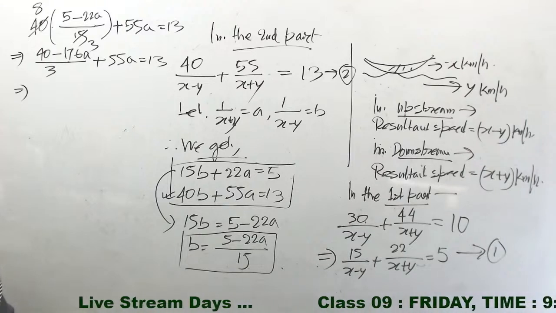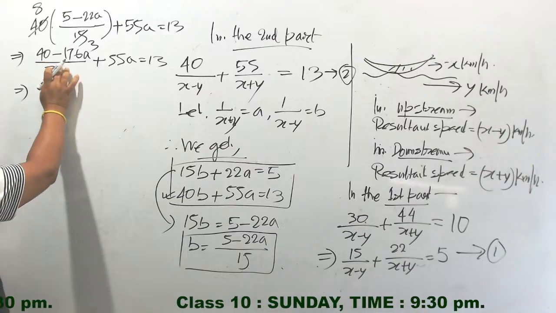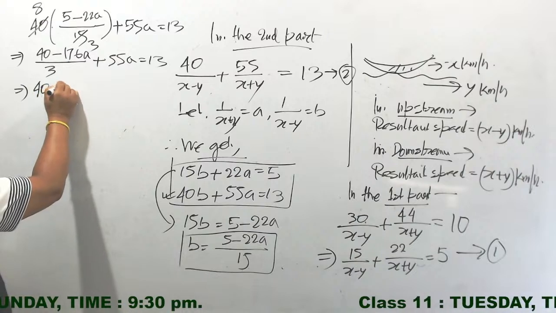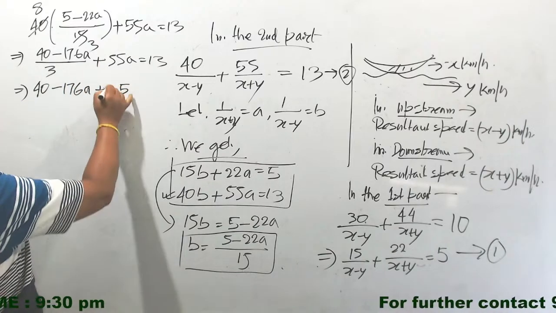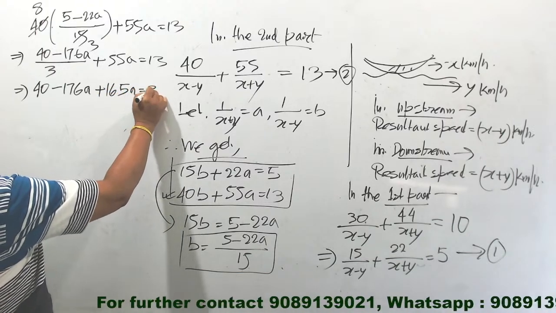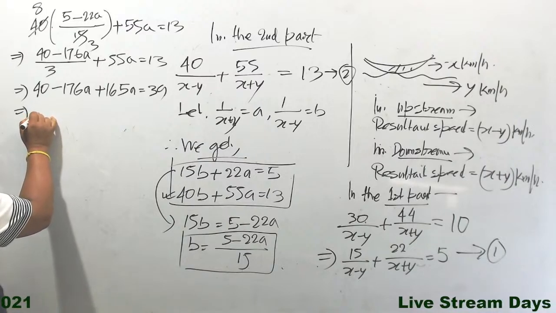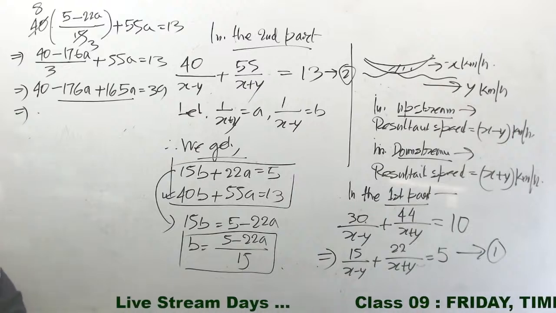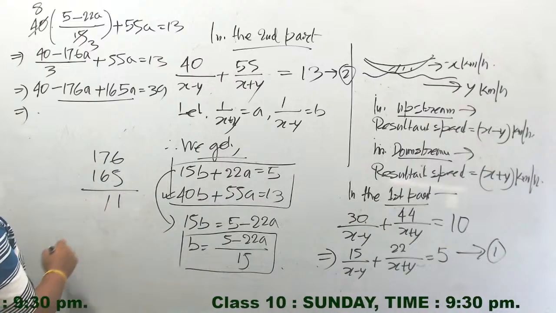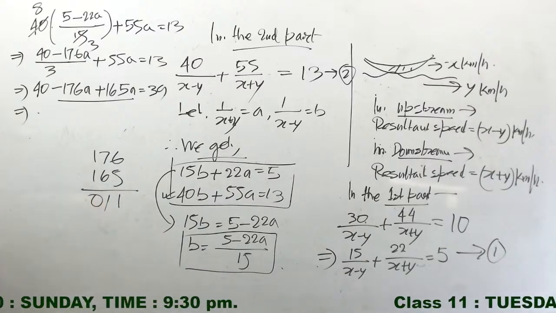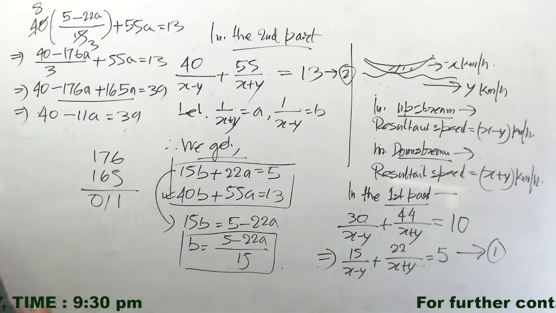Now multiply by 3, all terms, left side as well as right side. Now what are we getting? If you multiply by 3, it will be 40 minus 76a plus 55a multiplied by 3, and this is equal to, club these two, 176, 165. Subtract what you are getting, 11, 0. That is 40 minus 11a is equal to 39.